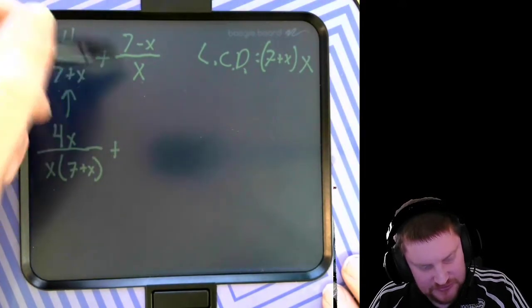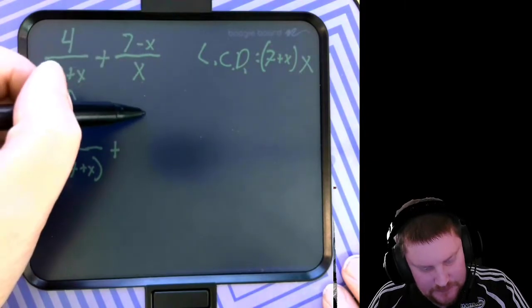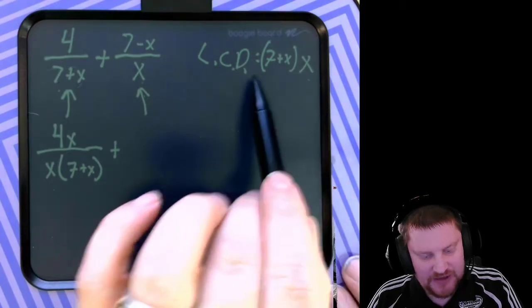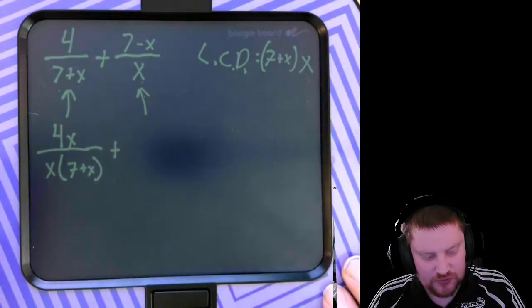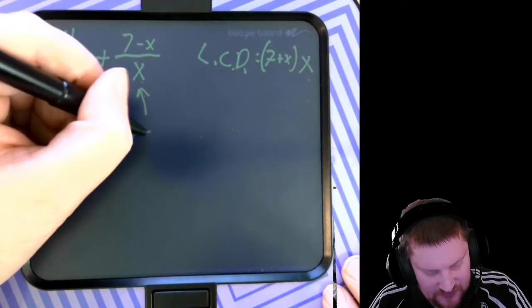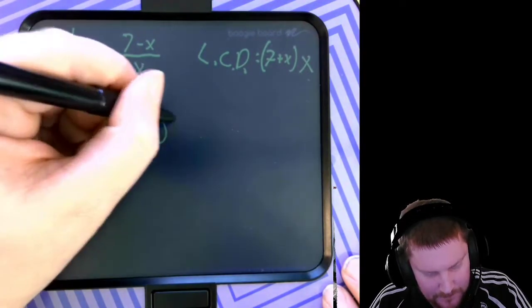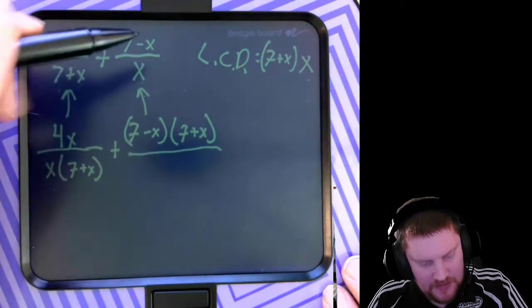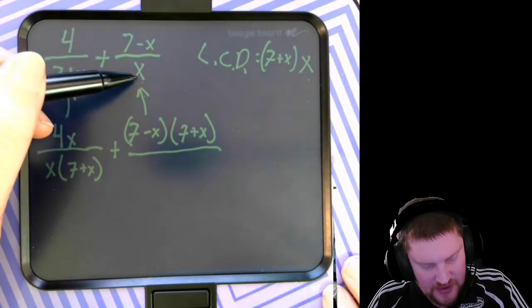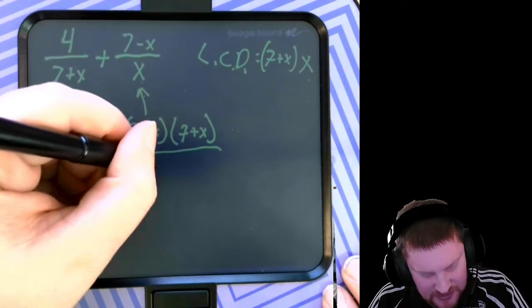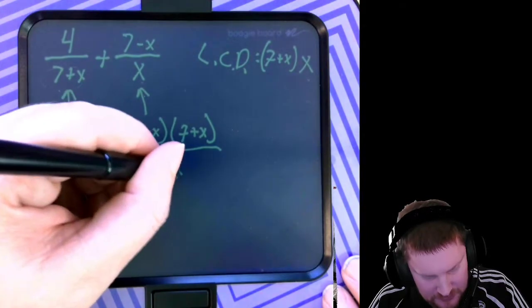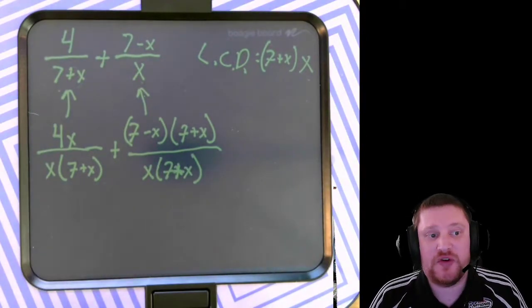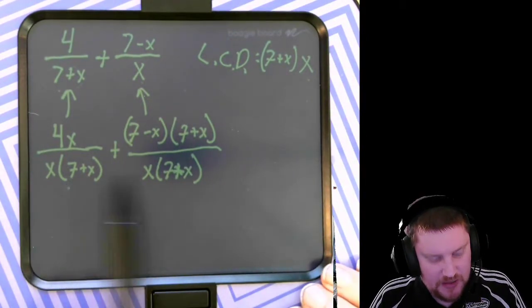And we're going to have plus. On this side, I already have an x, so I don't need this x. But I don't have 7 plus x, so that's what I need to multiply by. So I have 7 minus x times 7 plus x is what I'm multiplying by. And then, just like before, x times 7 plus x is just x times 7 plus x.